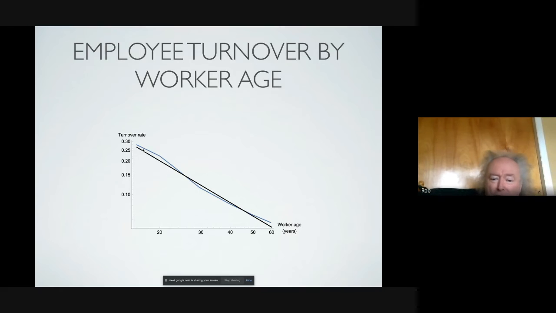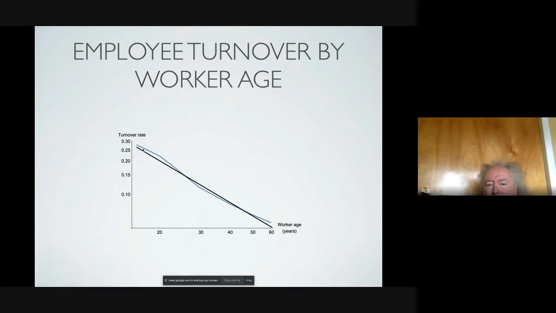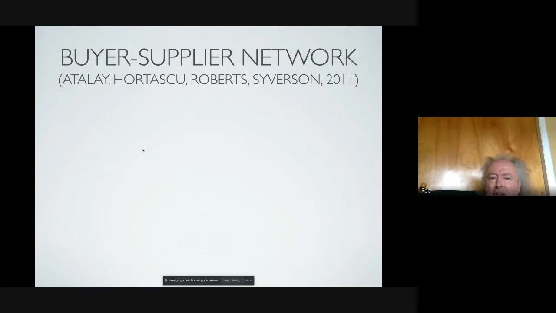Employee turnover by worker age. Now this is a cool one. We really had to work on the data. Say, how old are the workers in the economy, and then what is turnover? This was a fun one. But once again, you get a power law for turnover; in log coordinates it's roughly a straight line. So these are all targets we're going to try to hit.